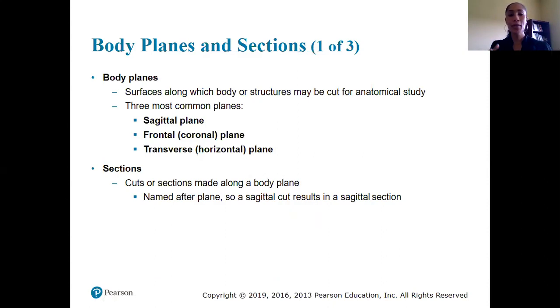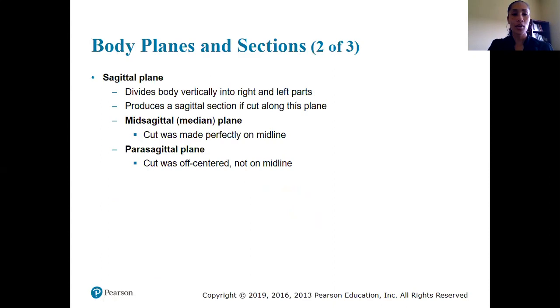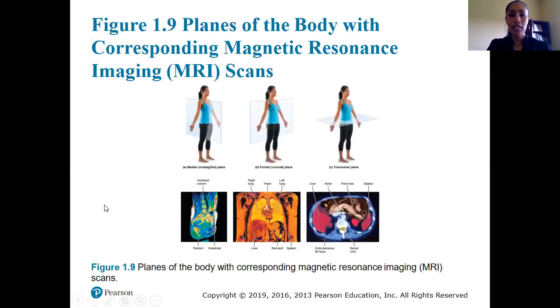So we have 3 common planes. Sagittal, and I'll take you to the picture because I think it's easier to show, is the plane that divides the body into left and right halves. So we can have mid-sagittal, that's always hard for me to say, which divides the body into equal left and right halves. But we can also divide the body this way as well. That would divide the body into unequal left and right halves. So that's the first plane.